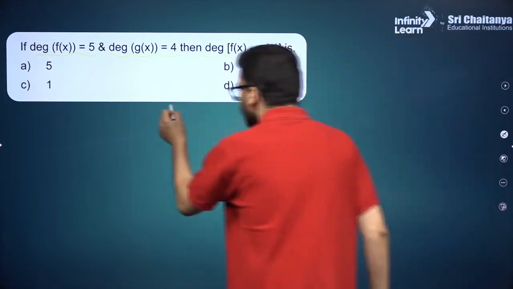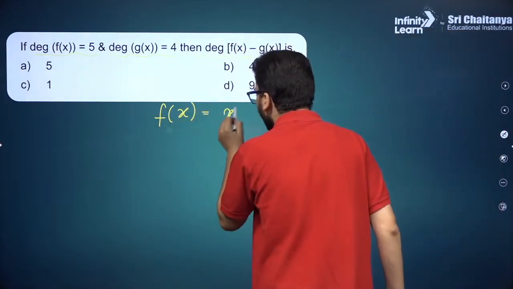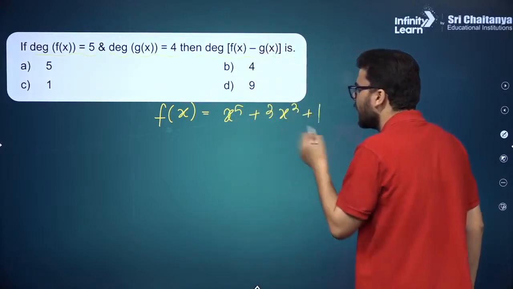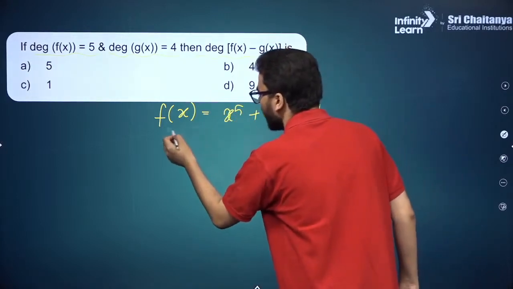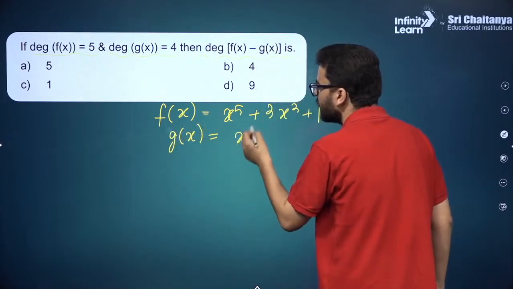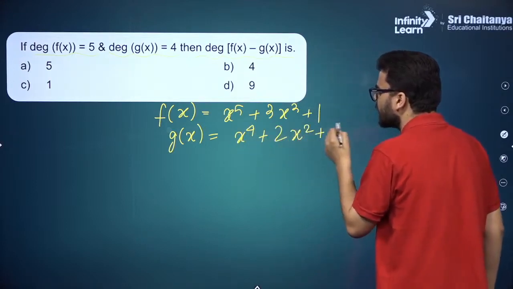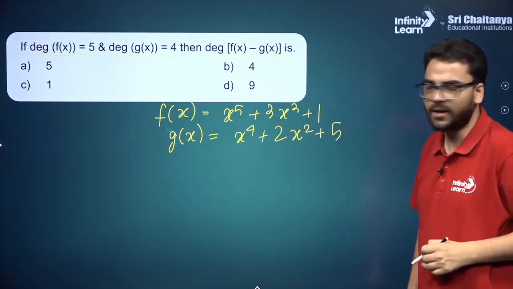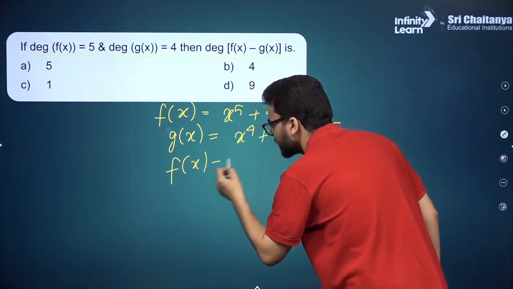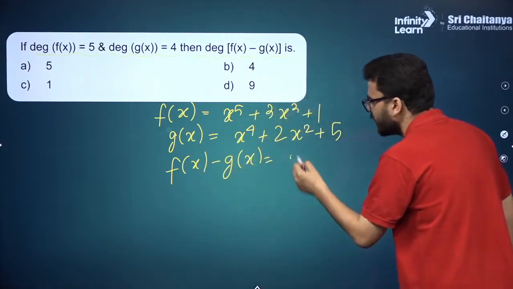Suppose it is given that you have got a polynomial f of x whose degree is 5. So just assume it to be a 5-degree polynomial. I can do that. In the same manner, a polynomial g of x is there whose degree is 4. So you can assume any polynomial of degree 4. Anything you can think in your mind. So basically you want the polynomial f of x minus g of x, right? So f of x minus g of x will be what? Just subtract and simplify.